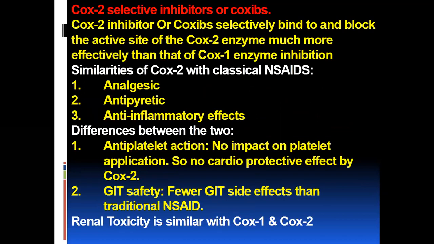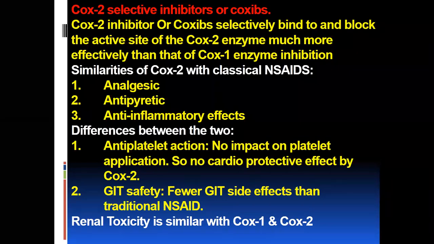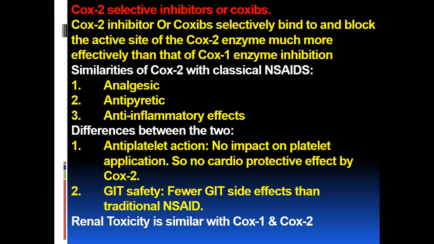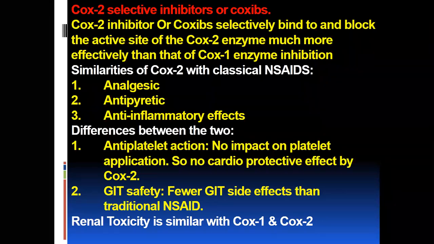Now, COX-2 selective inhibitors. As we have described in the classification, there are non-selective and selective groups. Among the non-selective, salicylates were further divided into acetylated and non-acetylated groups of drugs. Now, this we have all discussed. The second group of drugs is the COX-2 selective inhibitors. COX-2 inhibitors selectively bind to and block the active site of the COX-2 enzyme much more effectively than that of the COX-1 enzyme.